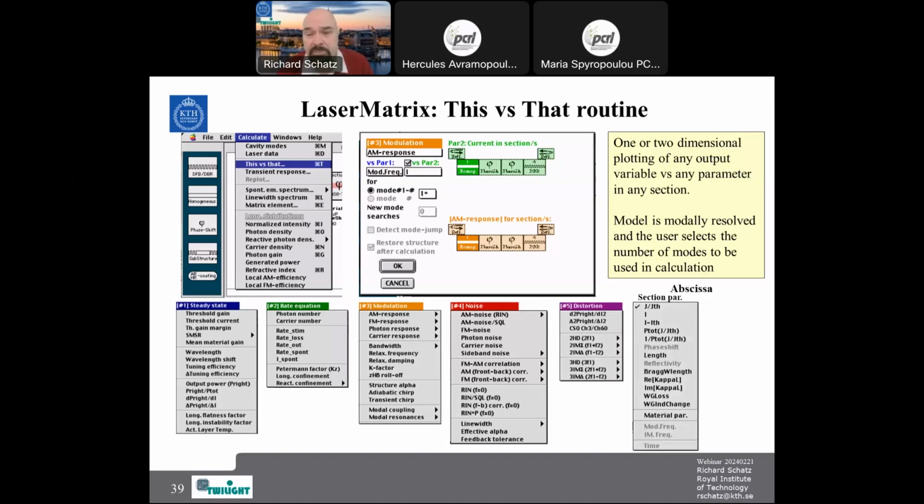And then the AppSkizza menu, it can be either section parameters or material parameters. And you can have each of these things as a function of two parameters. For instance, here is the AM response as a function of modulation frequency and bias current in the section, and then you will get several curves, one curve for each bias.